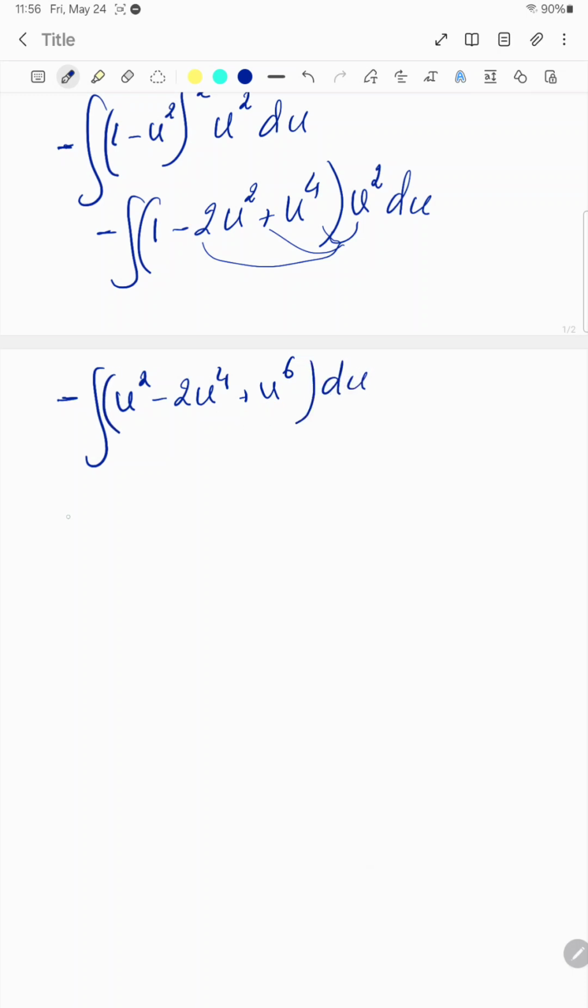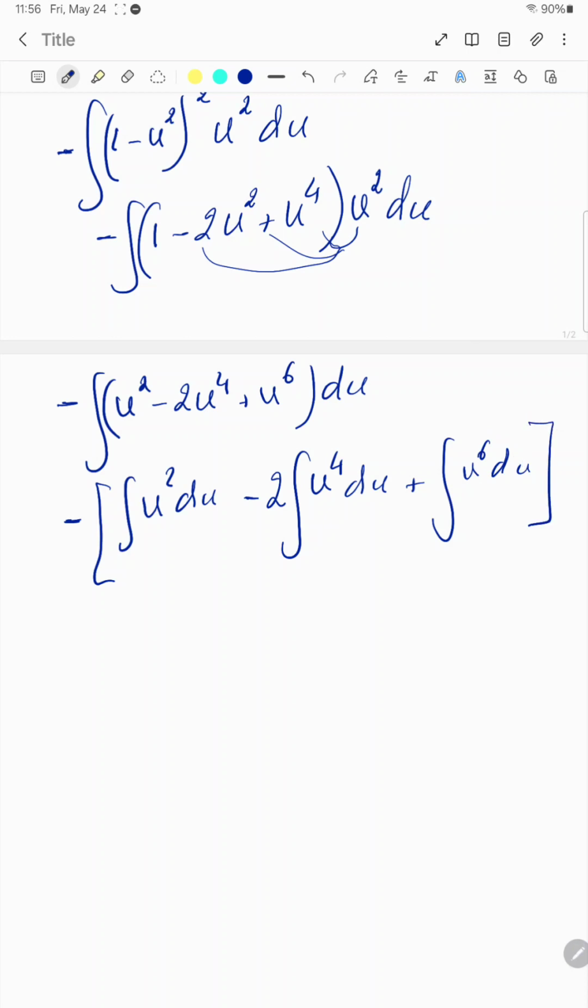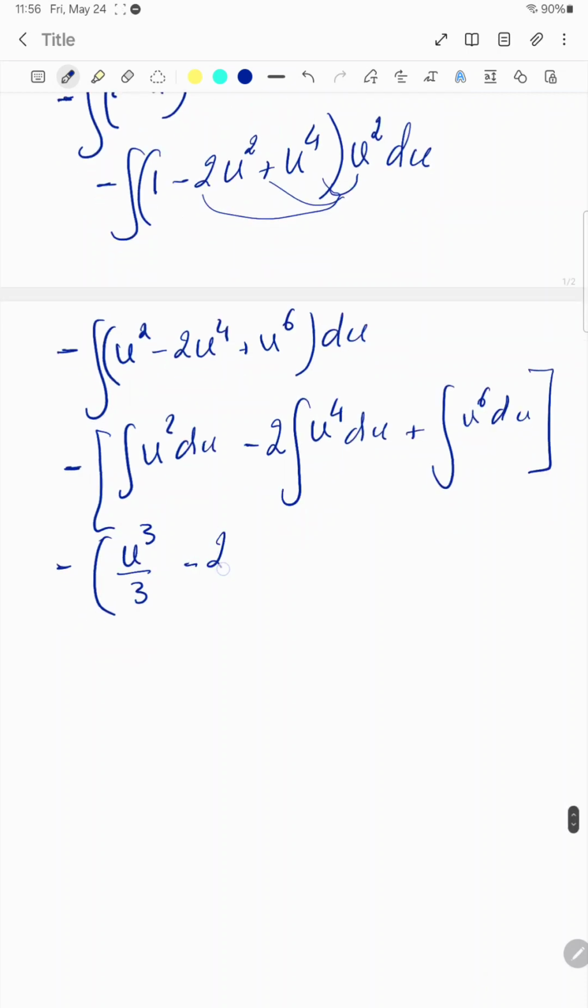And this is very easy now. So I put a minus and I open big parentheses: u squared du minus 2 u to the power of 4 du plus u to the power of 6 du, and I close my parentheses. This is equal to minus u to the power of 3 divided by 3 minus 2 u to the power of 5 divided by 5 plus u to the power of 7 divided by 7 plus c.